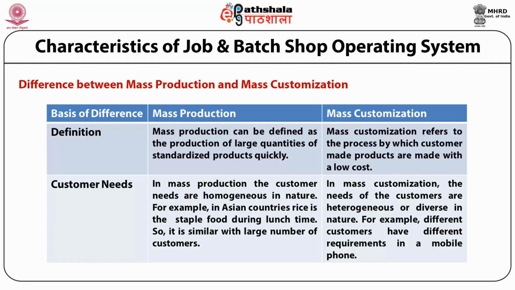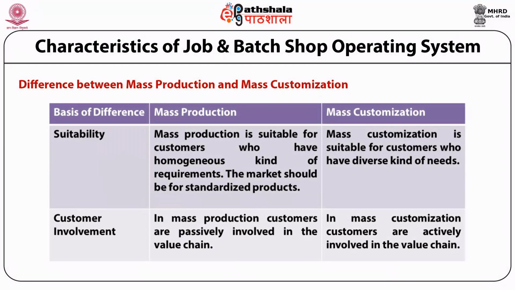If you see from the perspective of customers' need, in mass production customers' need is homogeneous in nature. For example, in Asian countries, rice is the staple food during lunchtime. So it is similar with a large number of customers. Whereas in mass customization, the needs of the customers are heterogeneous or diverse in nature. For example, different customers have different requirements of a mobile phone.